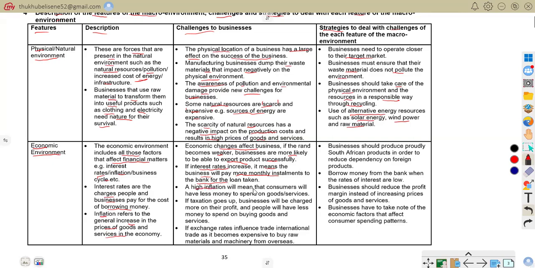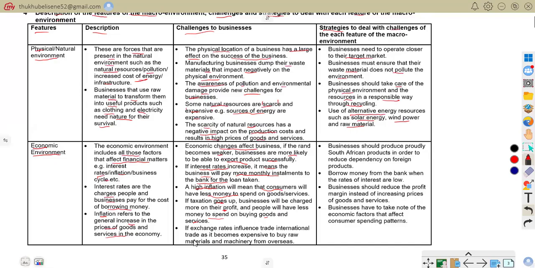A high inflation will mean that consumers will have less money to spend on goods or services. So we are saying high inflation reduces consumer spending. People are going to buy less. Less demand for luxury goods because of high inflation. If your tax goes up, business will be charged more on their profit, and people will have less money to spend on buying goods and services.